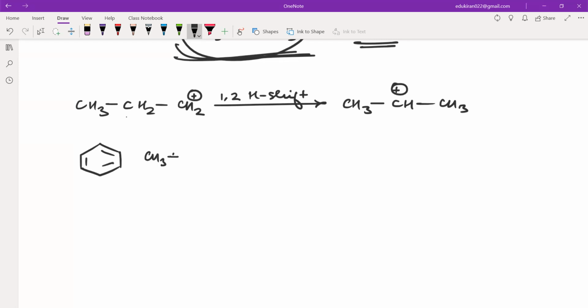CH3. Sorry, it will not attack on the benzene ring. The benzene ring will attack on this electrophile, because we show arrows from electron rich to electron poor like this. So after a few steps, after the loss of proton and all, you can directly write what we are going to form. So the benzene ring is attacking on the carbon with positive charge.